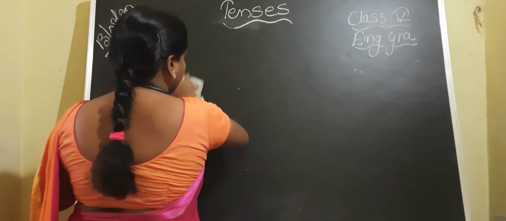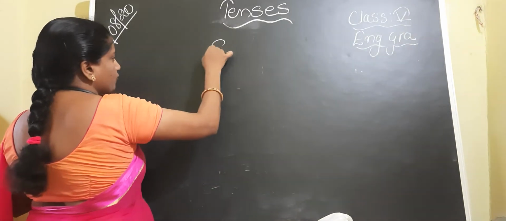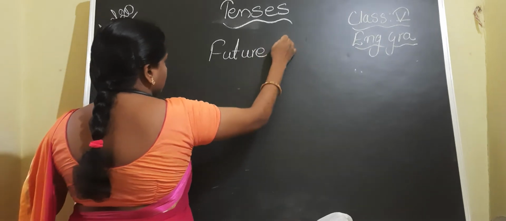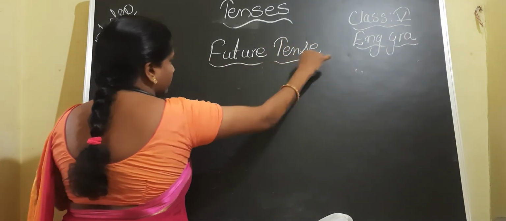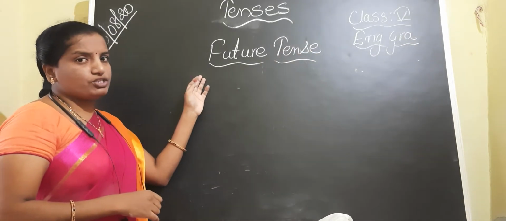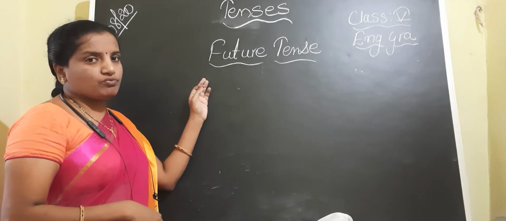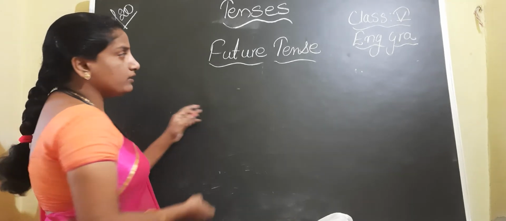Past tense is already completed for us. Now we are going to learn about future. Future denotes the action which is going to happen. Okay children, what do you mean by future tense? Future tense means to denote the actions which are going to happen after the time of the speaking.